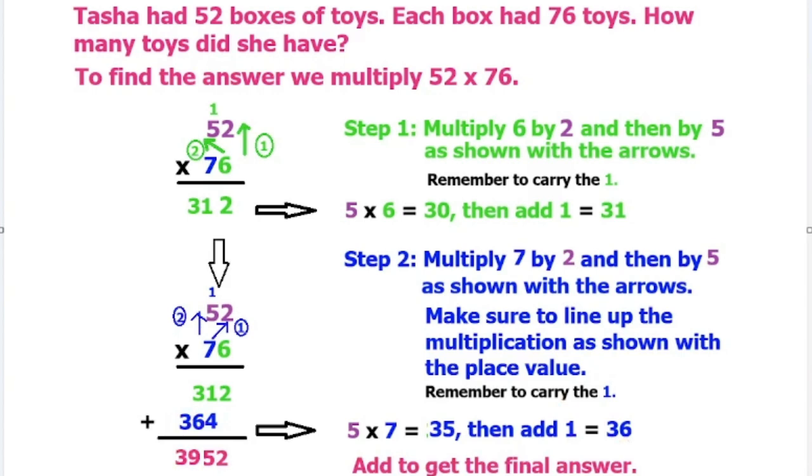Now we just add everything together to get the final answer. So 2 plus nothing is 2. And if you feel more comfortable, just put a 0 here if it makes you feel better, but it makes no difference. So 2 plus nothing is 2. 4 plus 1 is 5. 6 plus 3 is 9. And then 3 plus nothing is 3.